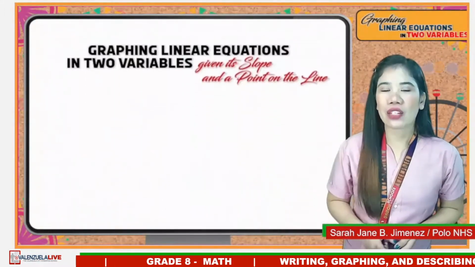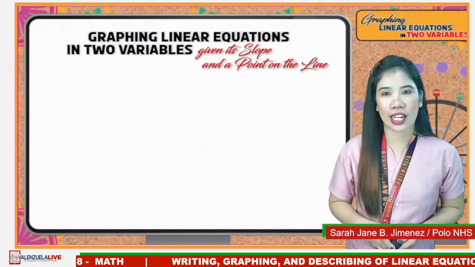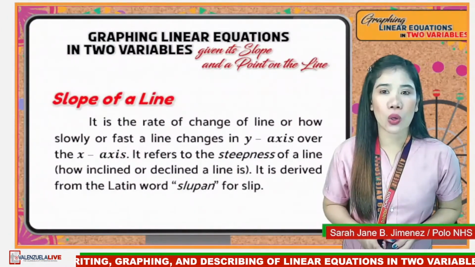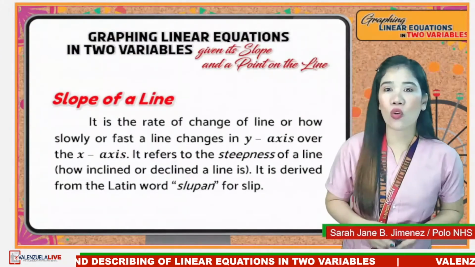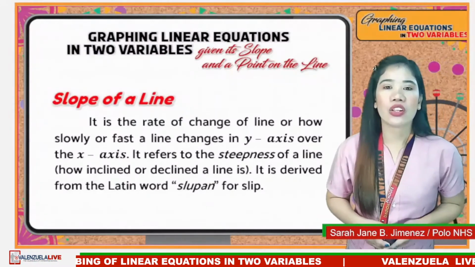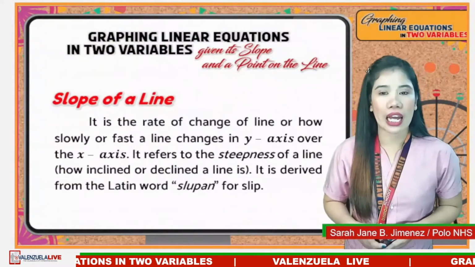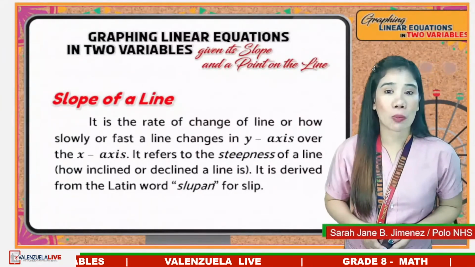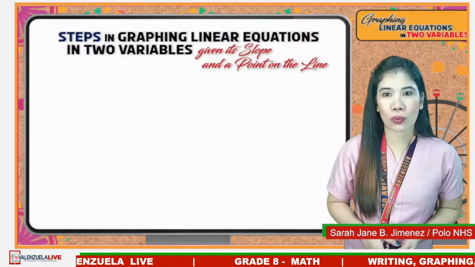We can also graph linear equations in two variables given its slope and a point on the line. The slope of a line is the rate of change, or how slowly or fast a line changes in the y-axis over the x-axis. It refers to the steepness, or how inclined or declined a line is. It is derived from the Latin word for slip. And here are the steps that we can follow.